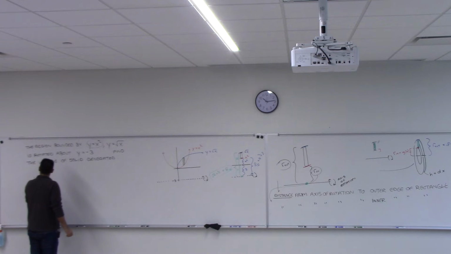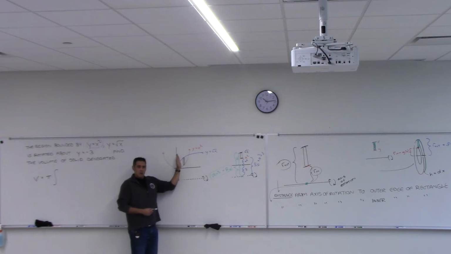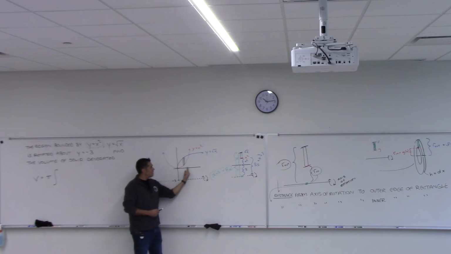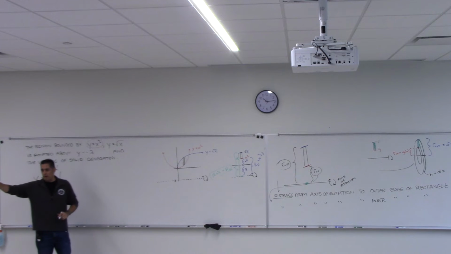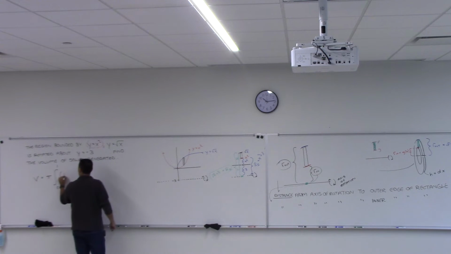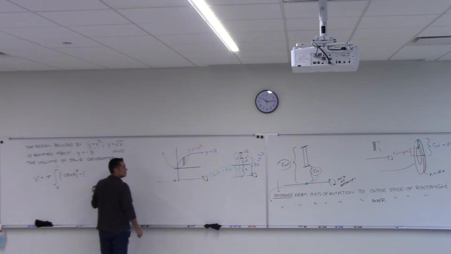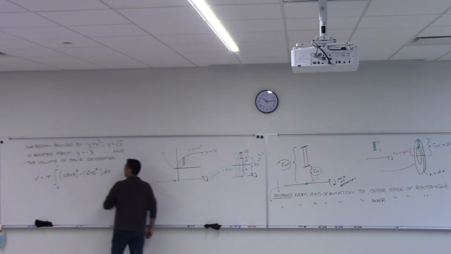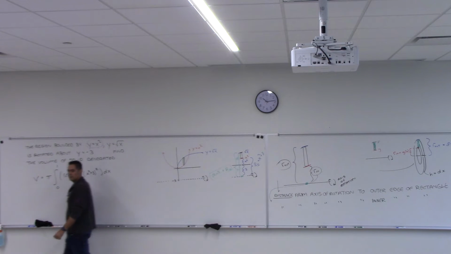So the volume should be pi integral. Well, what are our limits of integration? Yeah, this is still 0 to 1, right? Because our rectangle is vertical, we're moving it left and right, so we're varying our x values between 0 and 1. So we're still going 0 to 1. Now, be careful here. It's the outer radius squared, so you have to do the square root of x plus 3 squared minus the inner radius, which is x squared plus 3, but that quantity squared, and then dx. That's it.